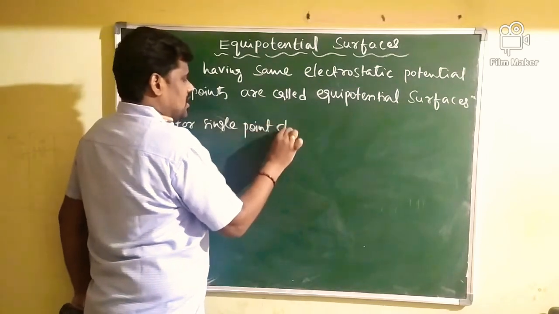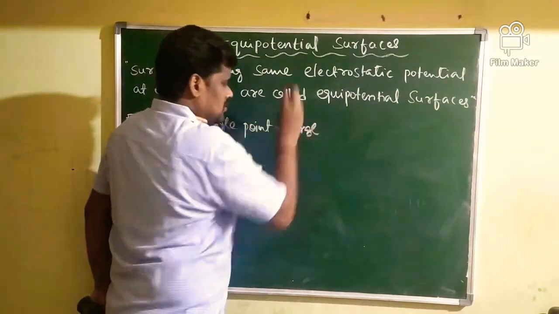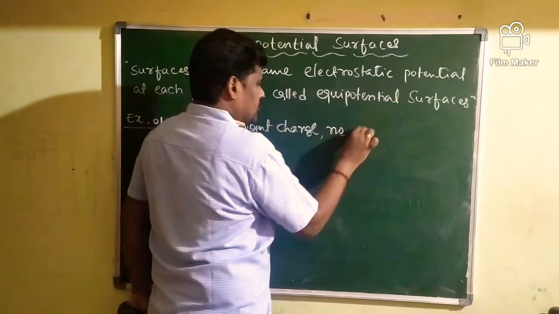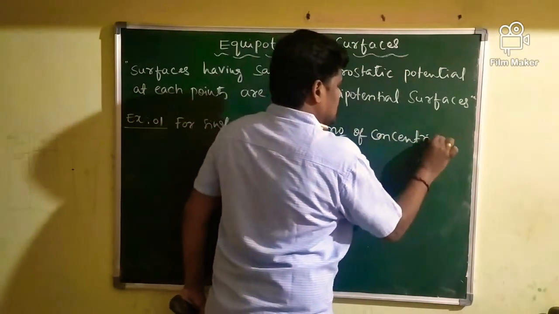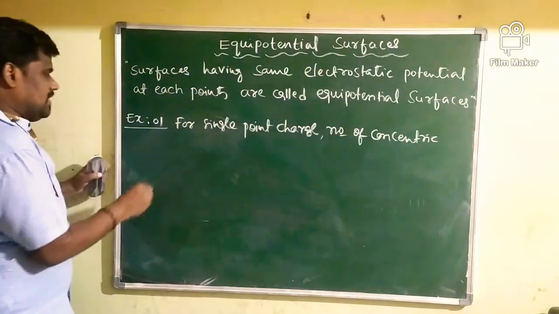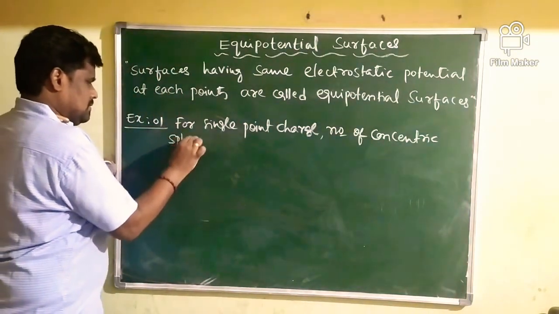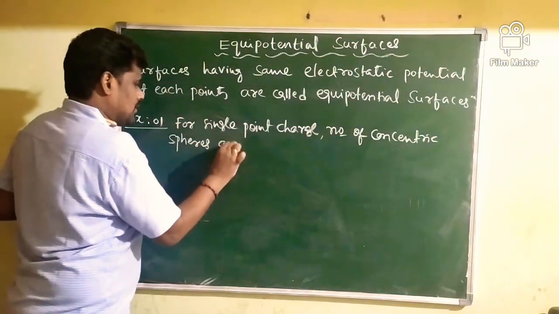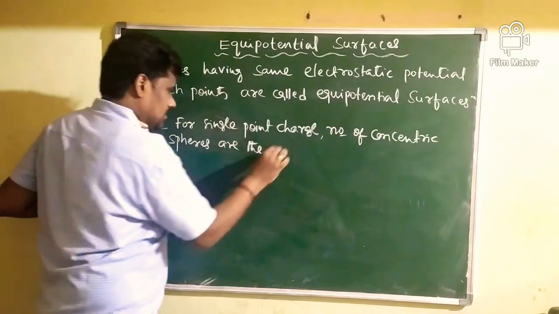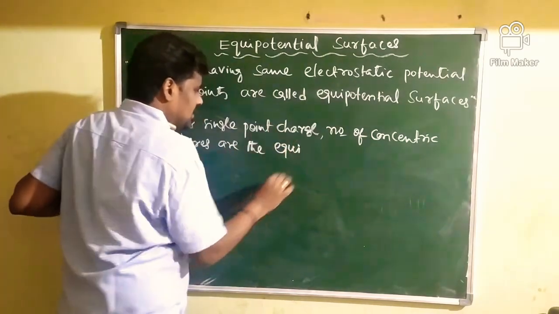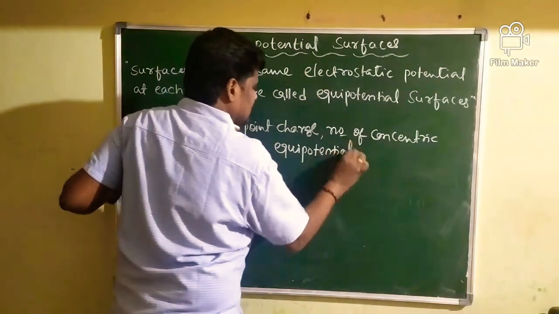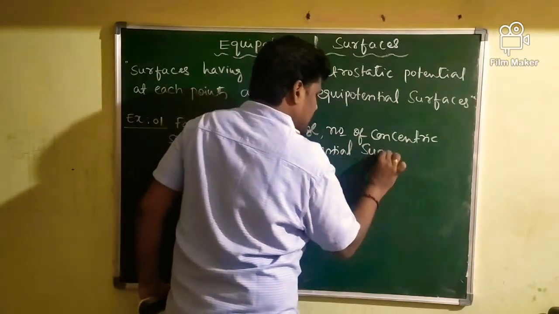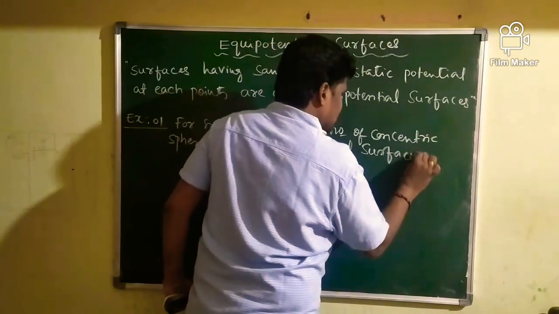Single point charge, a number of concentric spheres. Which surfaces are they? They are equipotential surfaces.